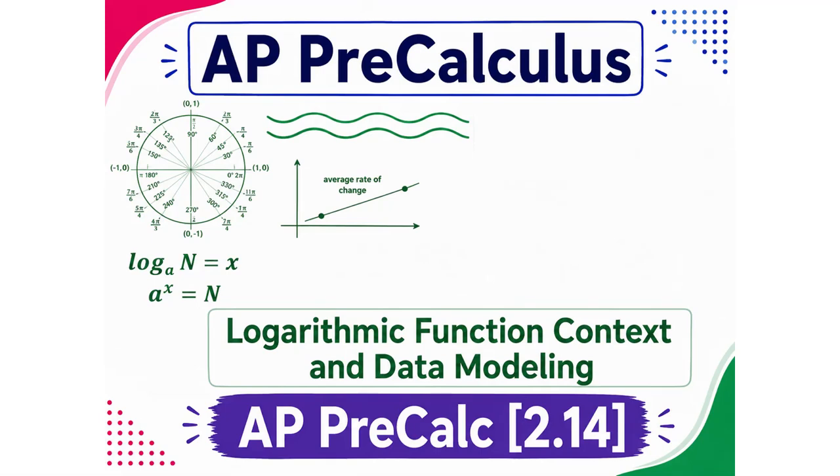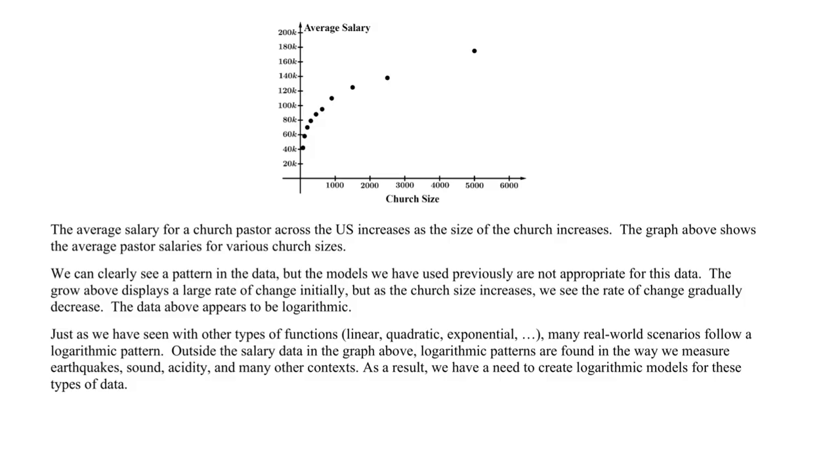Today's lesson is 2.14, Logarithmic Function Context and Data Modeling. All right, so the graph above is showing the average salary for church pastors across the U.S., and it's saying that as the congregation size increases, the salary increases. But you can see that it does not increase in a linear fashion. It is not exponential either, because at a certain point we're not going up on the y-axis. The salary is not increasing as much as the church gets bigger. All right, this is a logarithmic function.